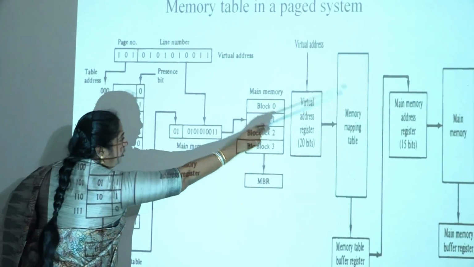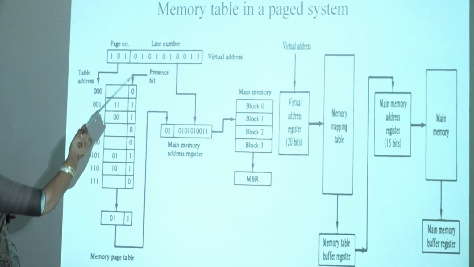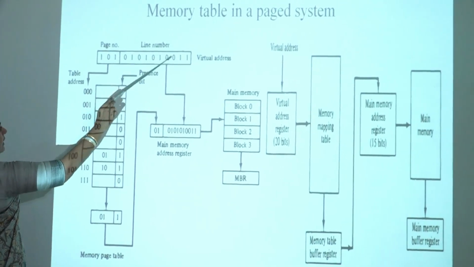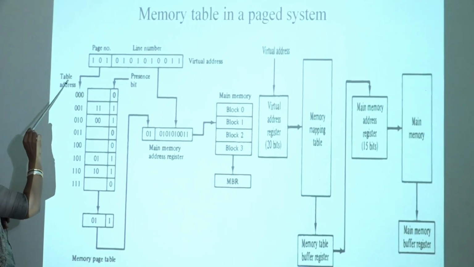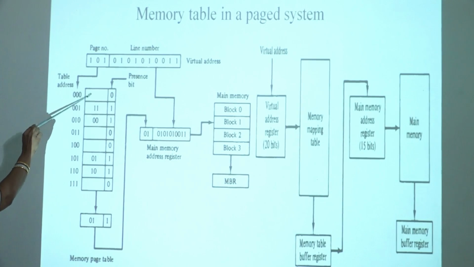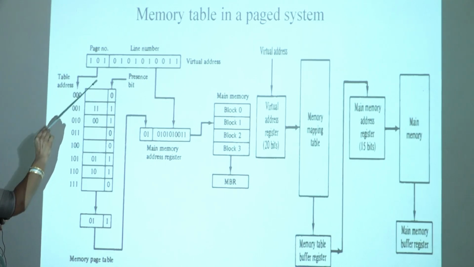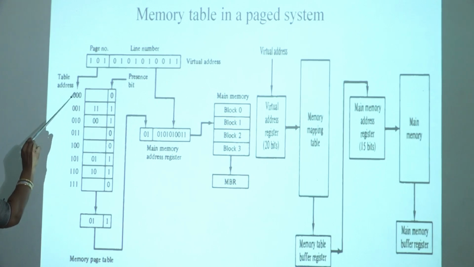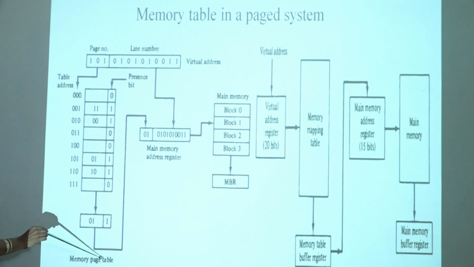So this is the block diagram which we have just seen, and this is with an example of how it is working. Here, this is the line number of the virtual address, and this is the page number. Here we are taking the page table address. From this page table we have the page number and the corresponding block number. So 101 we have here. It takes this 101, and 011 it gives as the output to the memory page table.